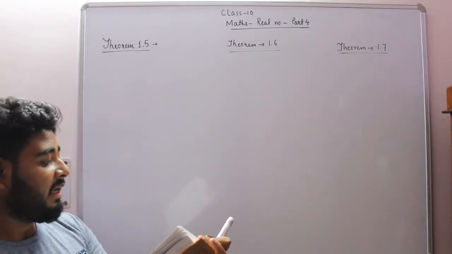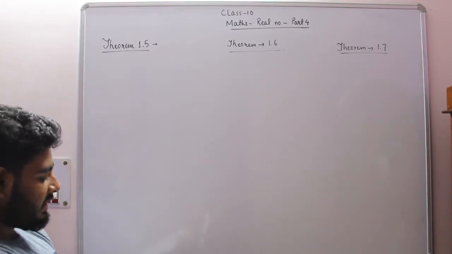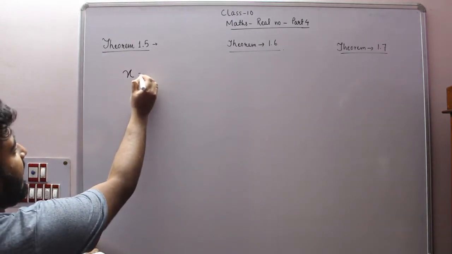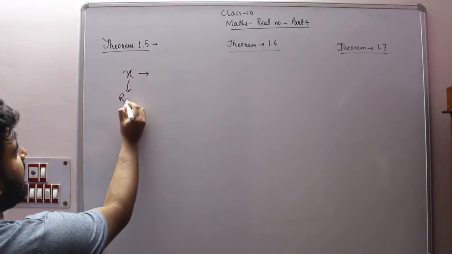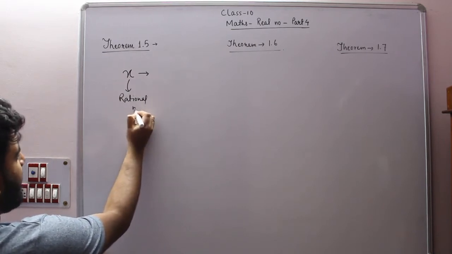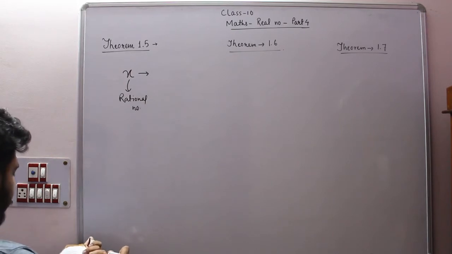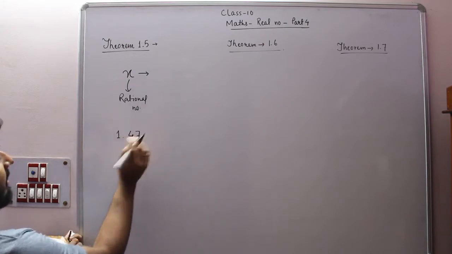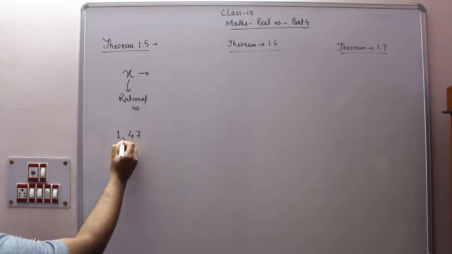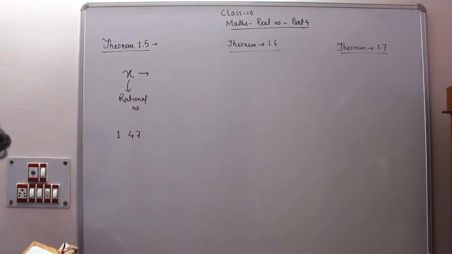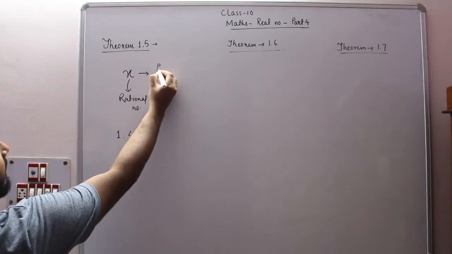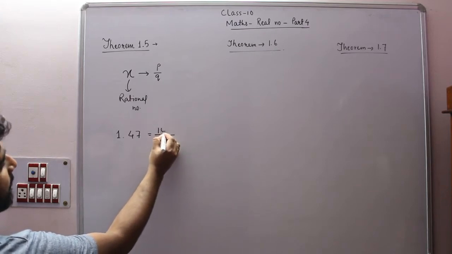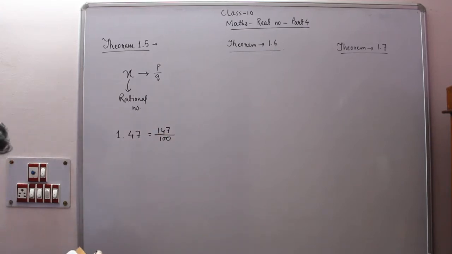Theorem 1.5 says, let x be a rational number whose decimal expansion terminates. So basically what they have said, x is a what type of number? It is a rational number whose decimal expansion terminates. So let us assume 1.47 is a rational number which terminates after the decimal. Now x can be expressed in the form of p by q. That means 1.47 can be expressed in the form of 147 by 100, as you all know.